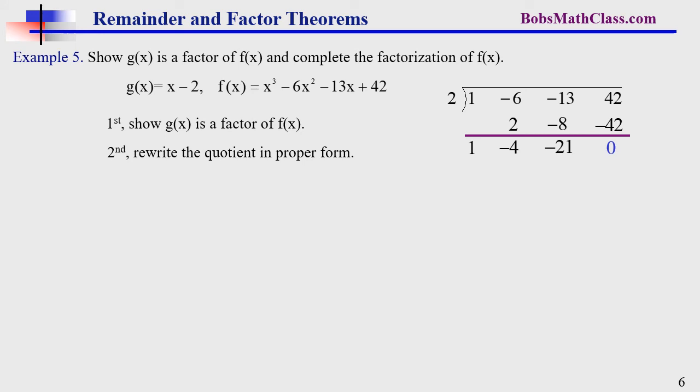Next step. So there's our quotient. We're going to write it in proper form. That means variable form. It started out as x to the third in the original polynomial. So we decrease the exponent by 1. So then the 1 will be the coefficient of the variable with a degree less by 1 from the original polynomial. So it's going to be x squared. And then each one decreases by 1 following. So x squared minus 4x minus 21.